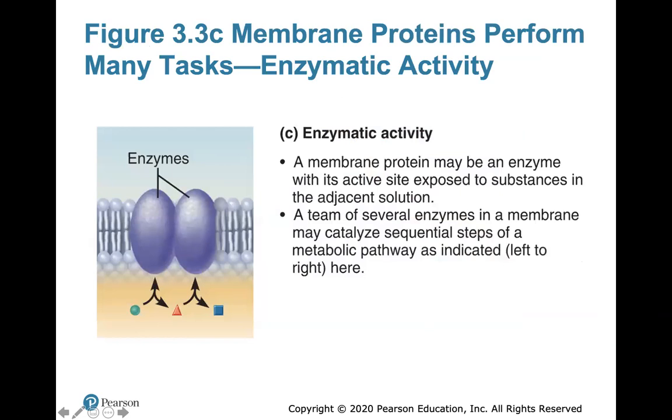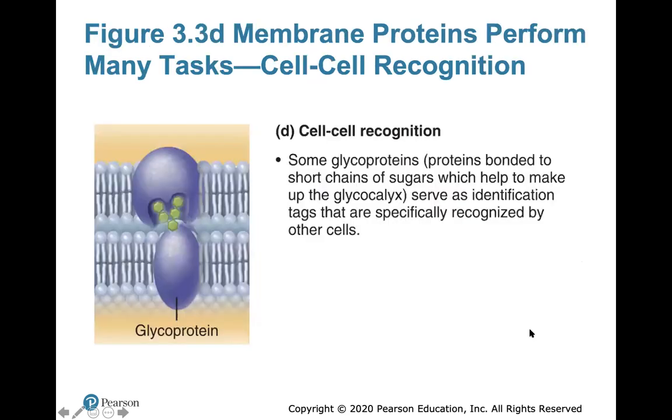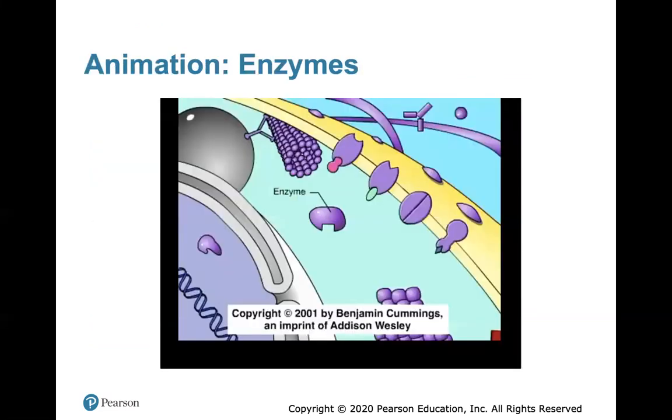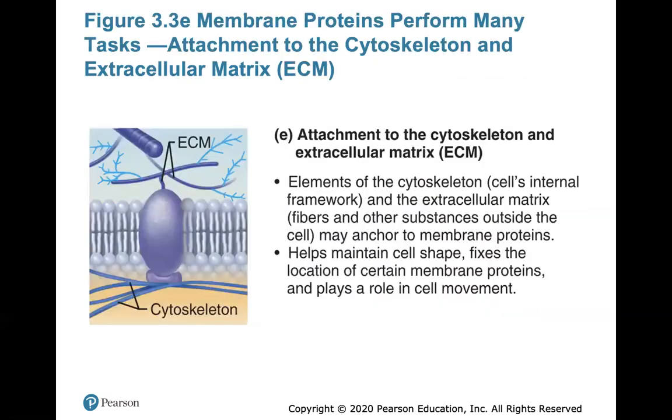Enzymatic activity. The membrane protein may be an enzyme with an active site exposed. A team of several enzymes in a membrane may catalyze steps of the metabolic pathway as indicated here. So something might bind to this enzyme and produce or be a part of a metabolic pathway. Cell-to-cell recognition. This just shows that glycoproteins, which are again proteins bonded to short chains of sugars, will serve as an identification tag that are specifically recognized by other cells. So those are some enzyme animations.